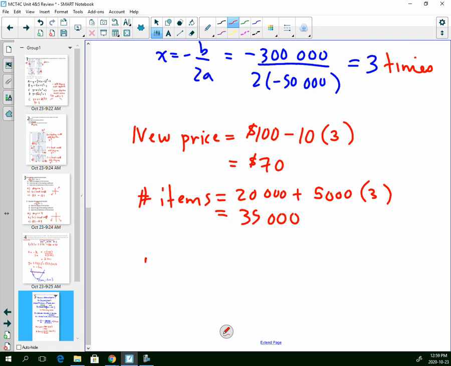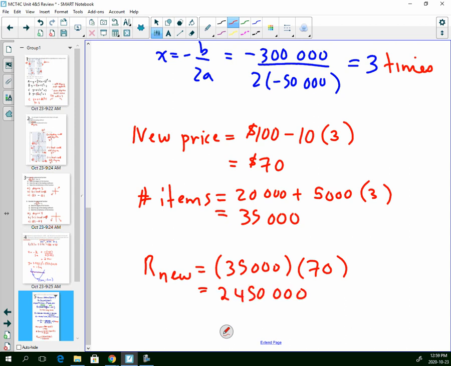And so if I wanted to figure out my new revenue, I would just say, well, now I'm selling 35,000 tickets at $70. So I'm selling them for less, but I have more people going. And so now my profit is 2,450,000. Okay, so that would be my maximum revenue. You don't want to put the ticket too low because you're going to lose money. Okay, so you want to get that balance.